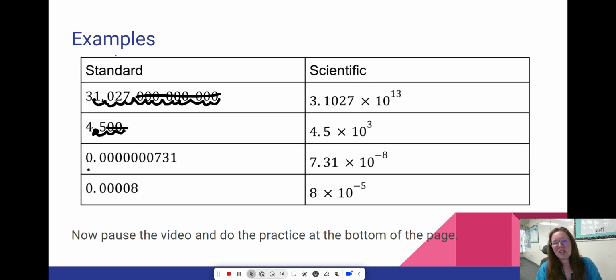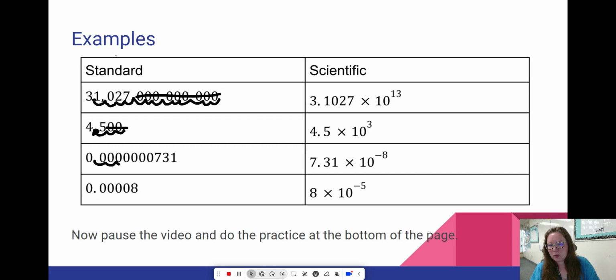But 0 is just a placeholder. We do not want 0 to be here. It's got to be a number between 1 and 9. Okay, 1, 2, 3, 4, 5, 6, 7, 8, 9. So I need to move it, but I cannot move it the same way I've been moving all of these, because that just is going to give me more zeros. So I have to move it in the opposite direction.